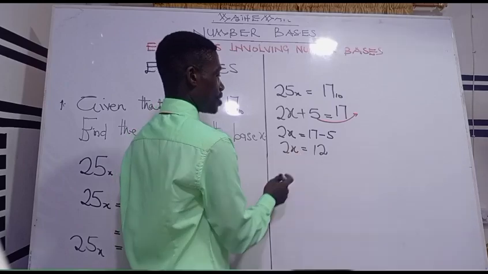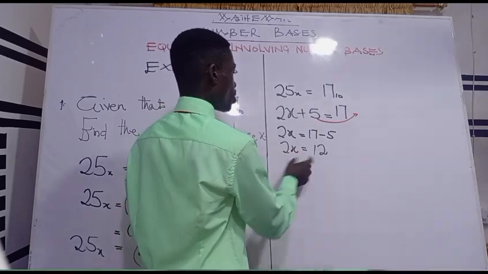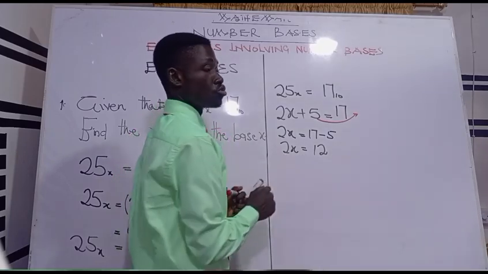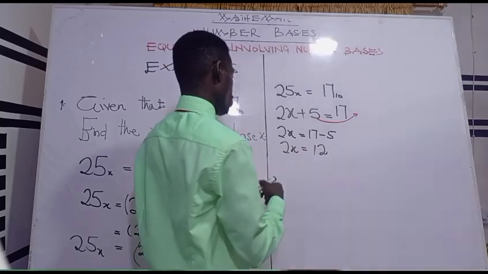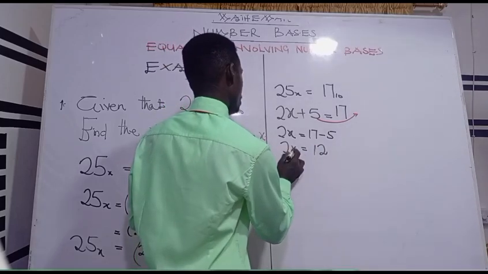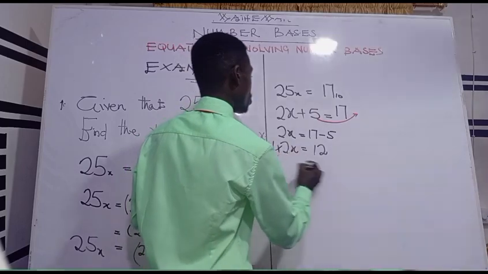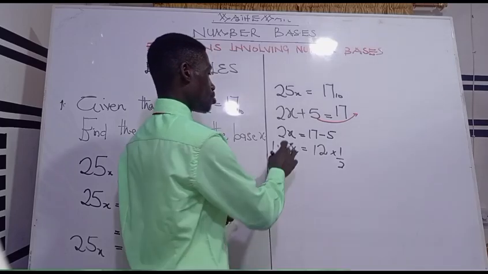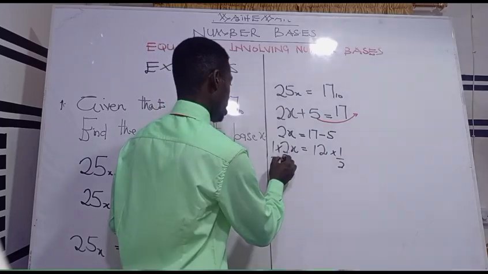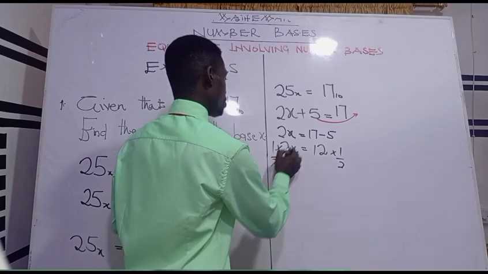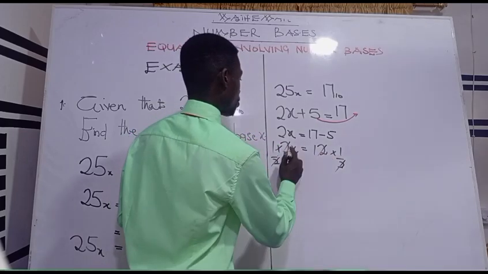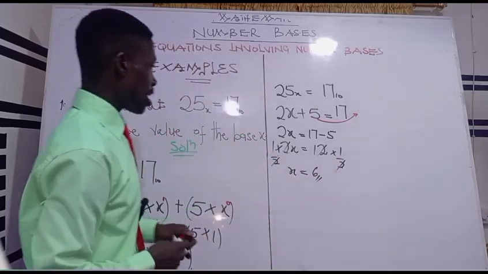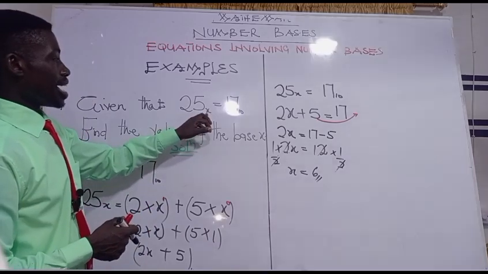We are looking for x. So what do we do? We either divide both sides of the equation or we multiply both sides of the equation by the multiplicative inverse of 2, and that is 1 over 2. So multiply here by 1 over 2, multiply here by 1 over 2. This is called the multiplicative inverse of 2. Is that clear? So we divide, this will also cancel this. So we are left with x is equal to 6. Good. So we have the value for the x to be what?